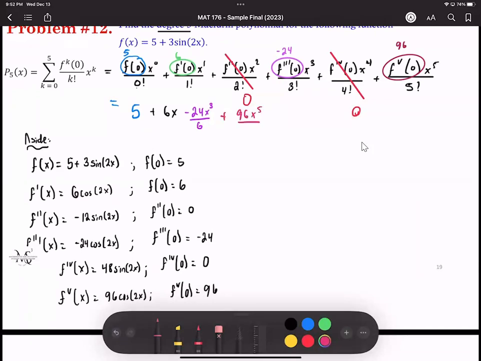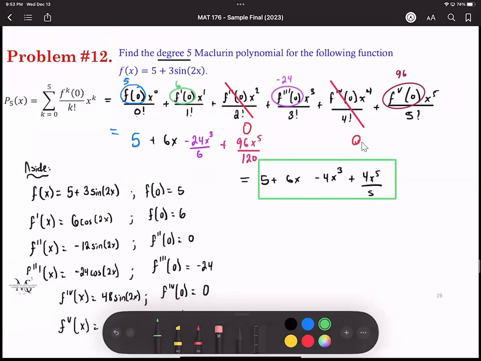So that would have been 96x to the fifth over, let's see, 5 times 4 is 20, 20 times 3 is 60, 60 times 2 is 120. So this is 120. And you could have reduced this further if you wanted to. You could have said your final answer should be 5 plus 6x minus 4x cubed. 96 over 120, if you reduce that completely, would be 4x to the fifth over 5, as 24 can go into both 96 and 120 evenly. So this would have been my final answer.